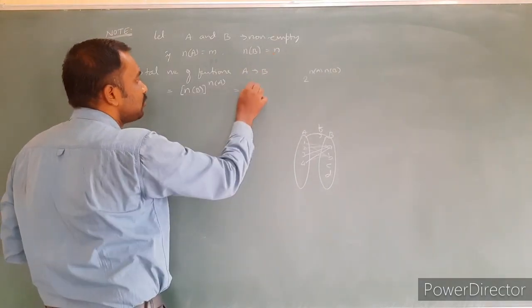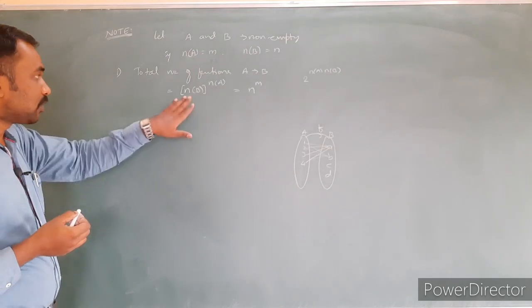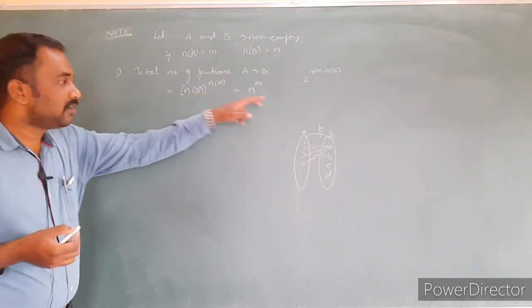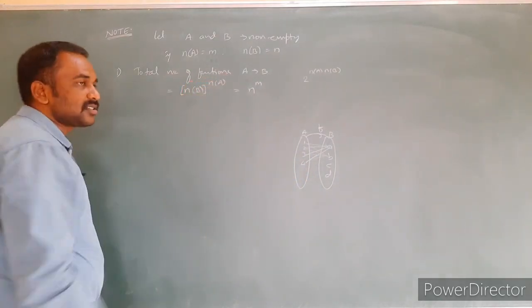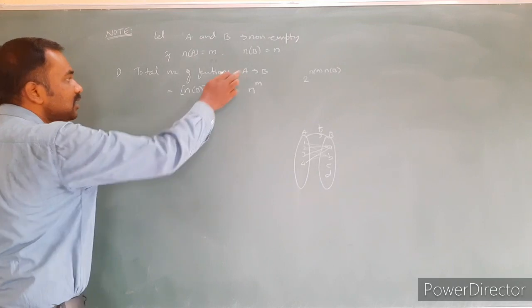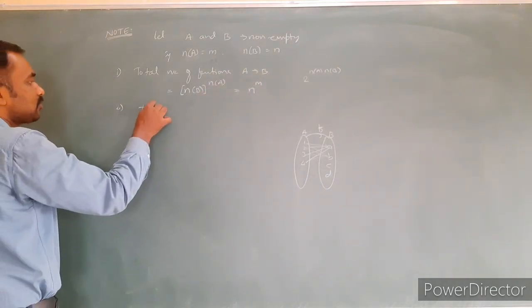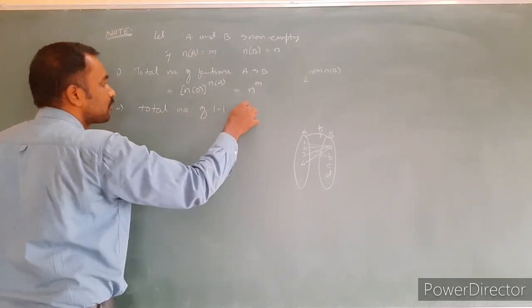n(B) is nothing but n. n(A) is nothing but m. This is very important. The power base is the total number of elements present in set B and the index is the total number of elements present in set A. n power m.